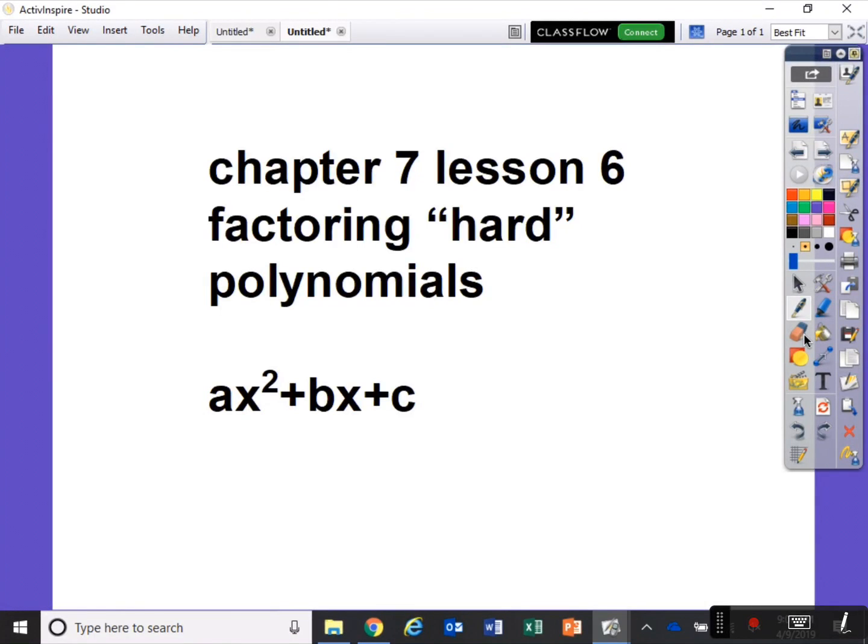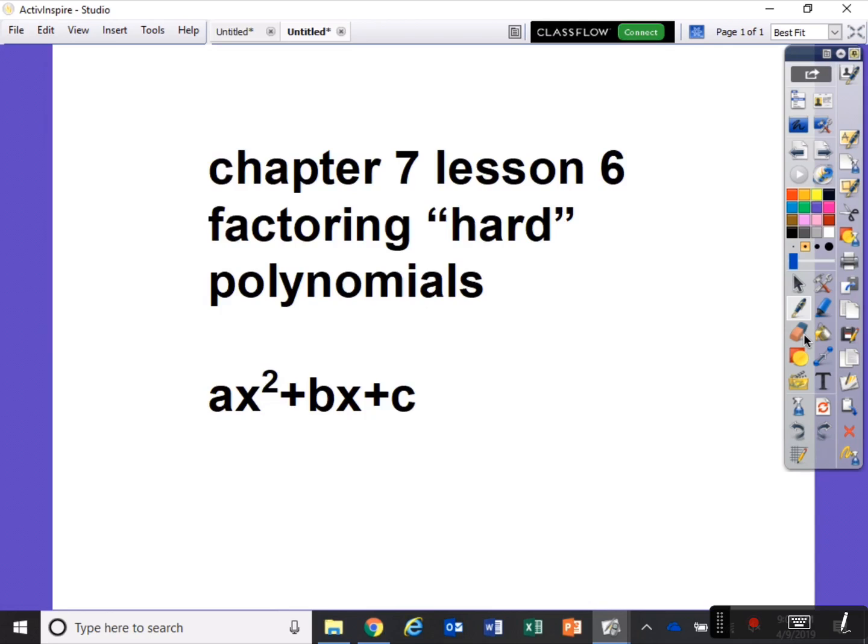This builds off of yesterday, so we're going to do the same. I'm going to add a step at the beginning, okay? And then we're going to work it the same way we did yesterday, and then I'm going to add a step at the end. All right? So that's basically what the change is.